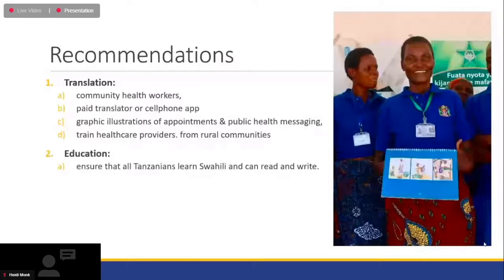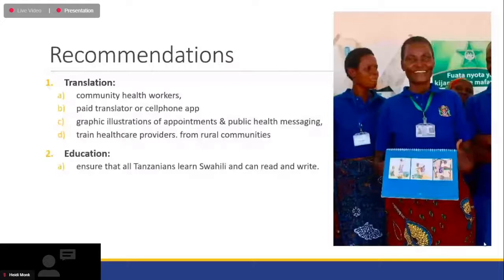First of all, we recommend translation, through community health workers. These are people who are trained to help other people in their setting. They make household visits for women who are pregnant and those who have newborns and children under 5 years of age. These people can understand both Swahili and Sukuma, so they are key implementers in helping translate Sukuma to the health worker and Swahili to illiterate women. Also, we recommend a paid translator or cell phones, and graphic illustrations rather than using audios or written messages.